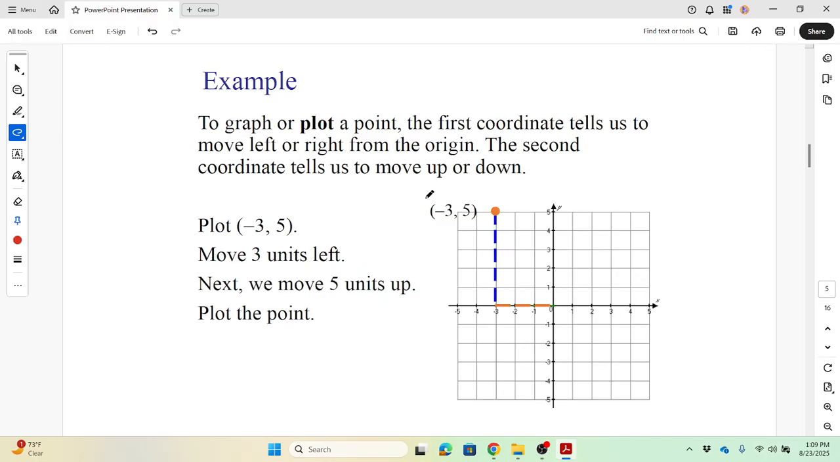Let's take one example here. Let's say you have the point negative 3 comma 5. So you start at the origin, you go to the negative side of the x-axis, 1 unit, 2 units, 3 units, and to the positive side of the y-axis, which is 5 units up. That's the reason this is the point negative 3 comma 5.